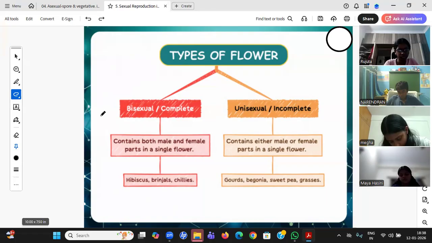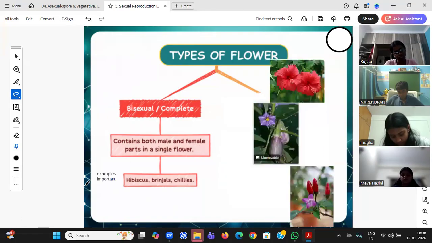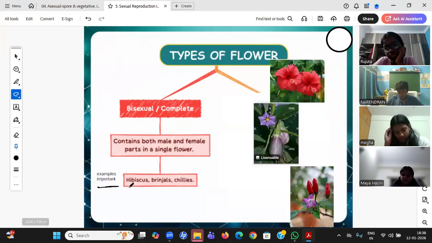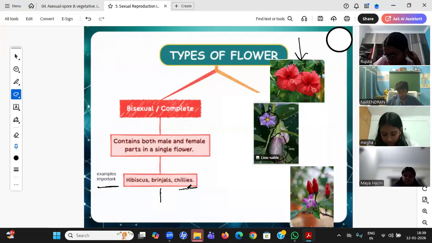Now what is important here is examples, student. Examples are very, very important. So let us take examples. I'll show you some images. Examples: hibiscus, which you have already seen. Brinjal. Even though it is a vegetable, it should originate from a flower, right? So the brinjal flower is bisexual. It has stamen also, pistil also. Chilies, definitely, also come under bisexual. Hibiscus, brinjal, chilies.